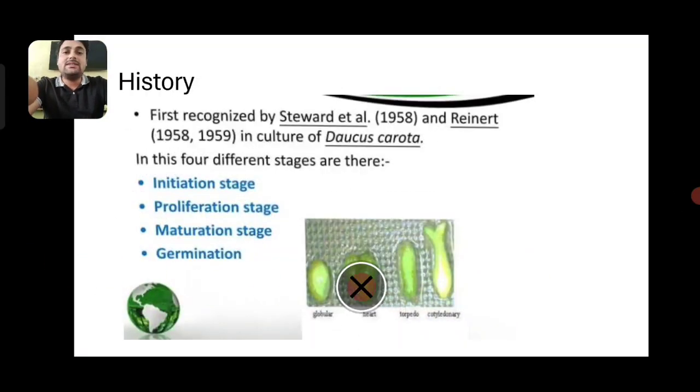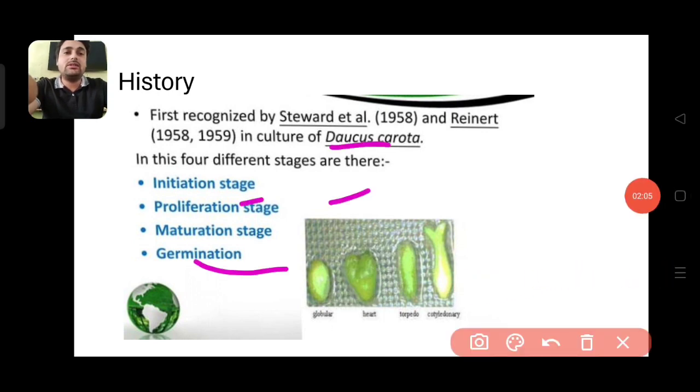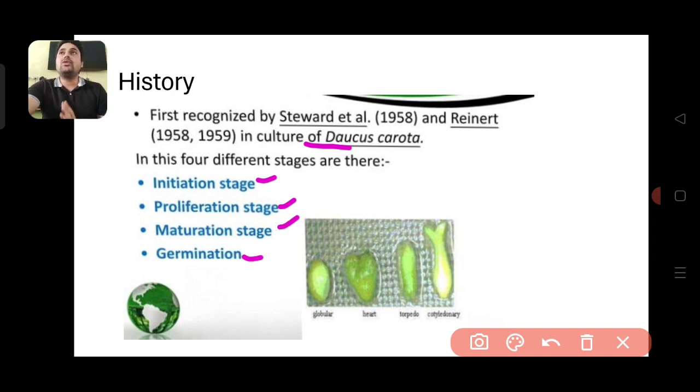Now talk about the history. It was first recognized by the scientists Steward and Reinert in culture of Daucus carota. These scientists discovered this process in culture of Daucus carota. In this, 4 different stages are there. First one is initiation, second is proliferation, third is maturation, and fourth is germination stage. These 4 stages happen while we study somatic embryogenesis.